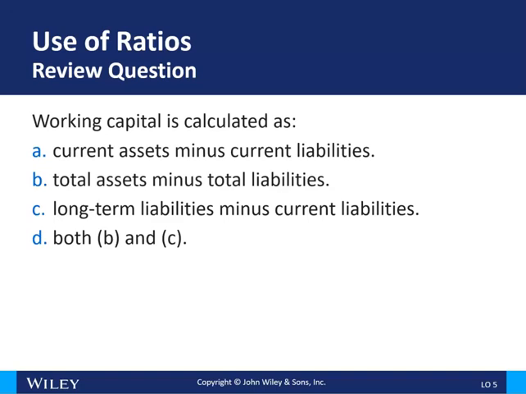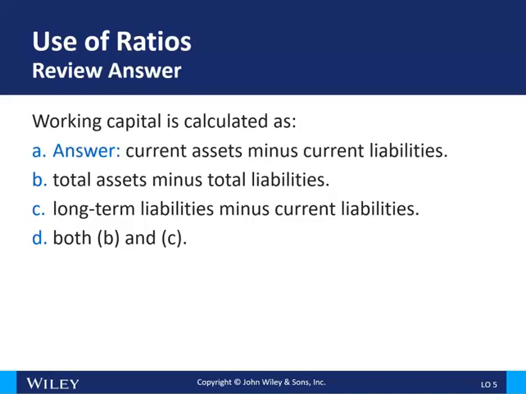Review question. Working capital is calculated as current assets minus current liabilities, total assets minus total liabilities, long-term liabilities minus current liabilities, both B and C. That should give you a hint there. The answer is current assets minus current liabilities.